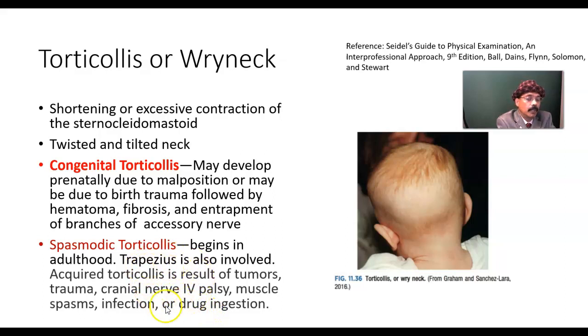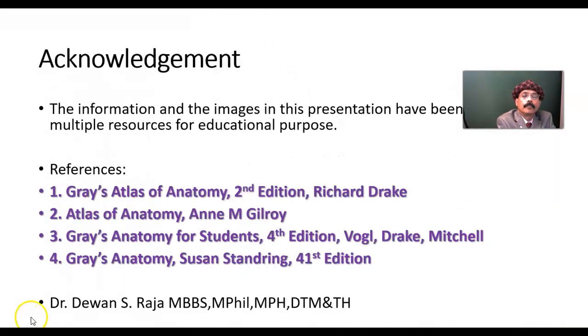So we may have some type of injury, and there may be cranial nerve damage, not only one nerve, multiple cranial nerves may be damaged, and we have to look at the movement of the eyeball. And that's all about the anatomy of the sternocleidomastoid muscle.